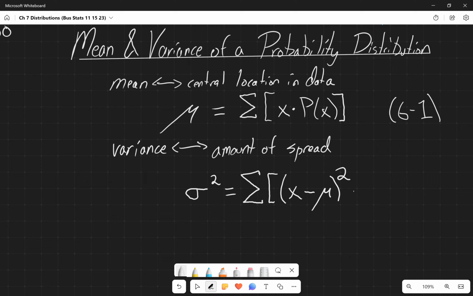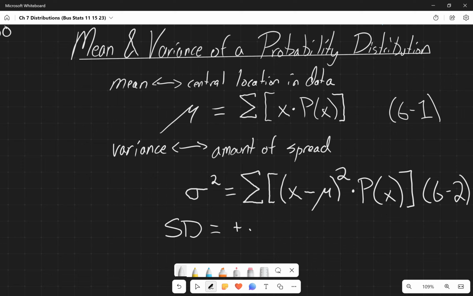We multiply this squared deviation by the probability of that event. And this is equation 6-2 in your text. And then the standard deviation that we have is going to be the positive square root of the variance.